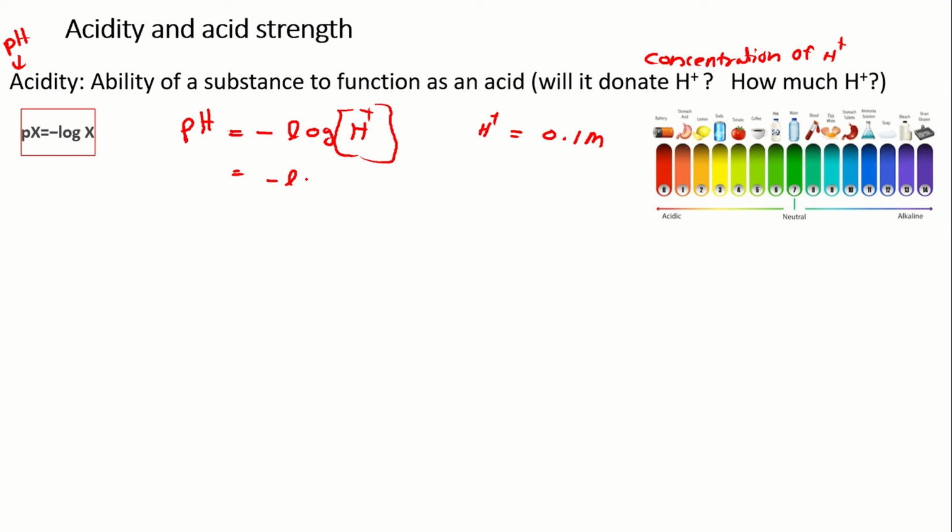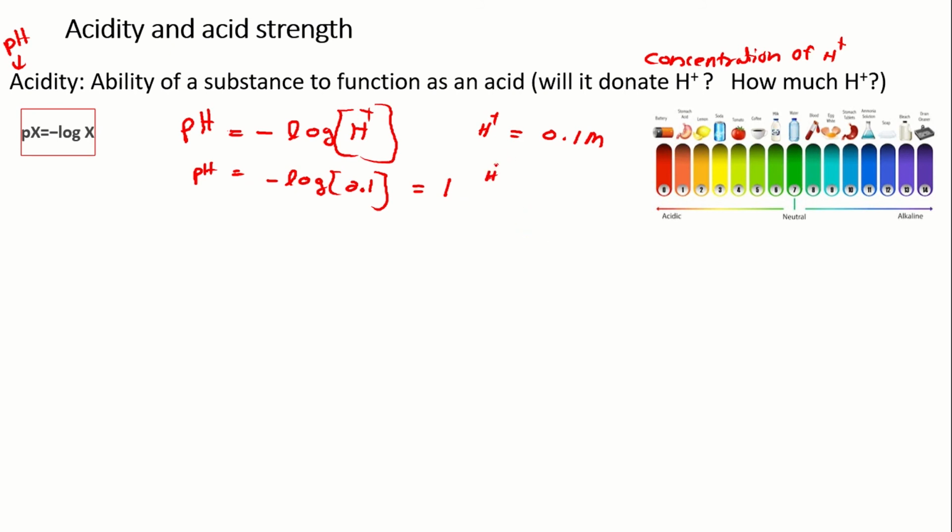For example, if we take the H plus concentration to be 0.1, plug in the numbers and take the negative log of the H plus concentration, now it's 0.1, you will get pH 1. So if the H plus concentration is 0.1 M, it will have pH 1.